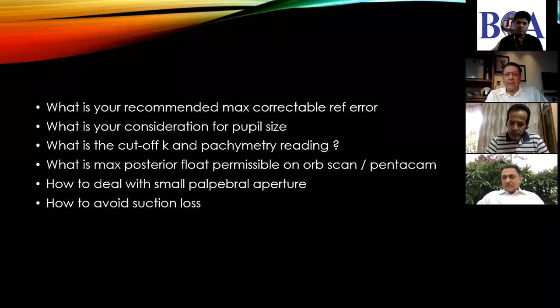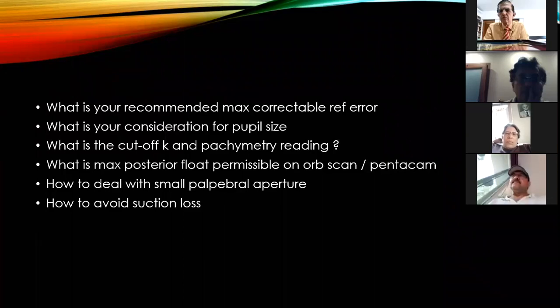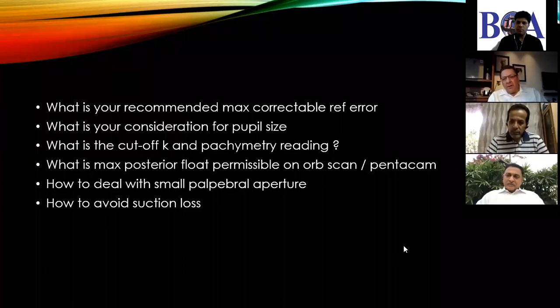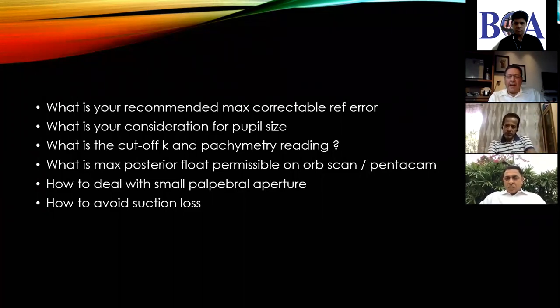The K readings, I would take as a rough guide: the lower K to be 39, 40-ish, 38, 39, and the upper K close to 48, 49, thereabouts. You must understand with the higher Ks, I'm talking about LASIK, not femto LASIK, you have to use a different type of ring, which is specific to these steep corneas. So with that, you can go up to 49, even 50.